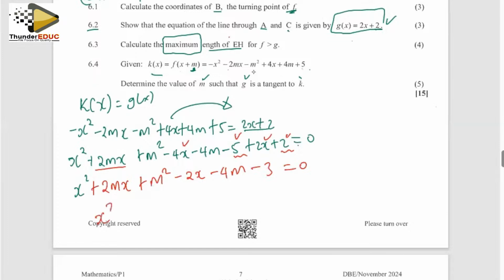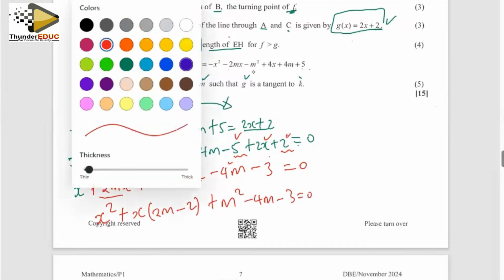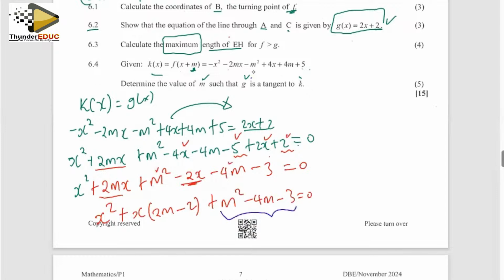So maintain the x squared, and then I'm going to group this together with this. What is common? The x is common. So I'm going to say x into, I have 2m minus 2. Then this one, this and this should be left on their own. So m squared minus 4m minus 3 is equal to 0. So I kind of have a quadratic, whereby this is going to represent my C, this is going to represent my B, whatever I have there will represent my A.